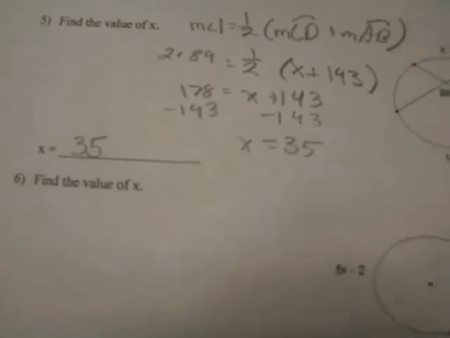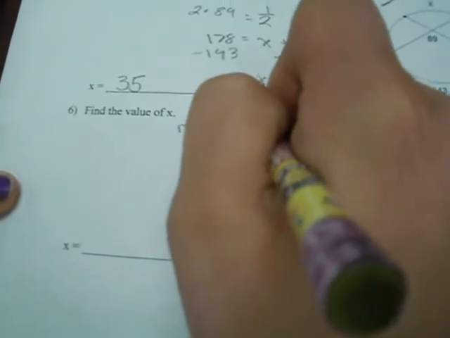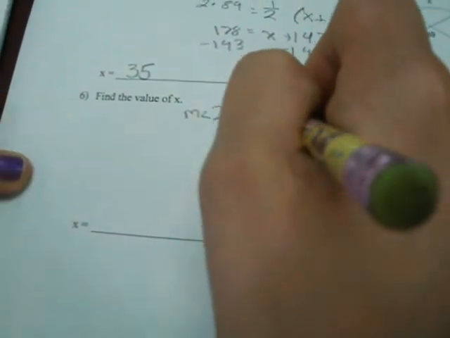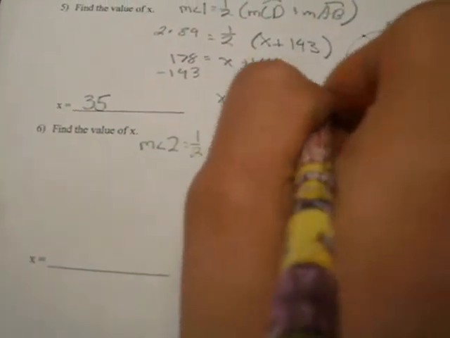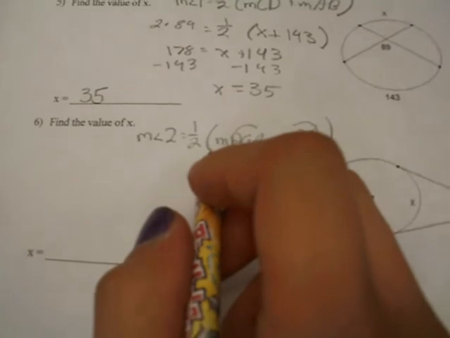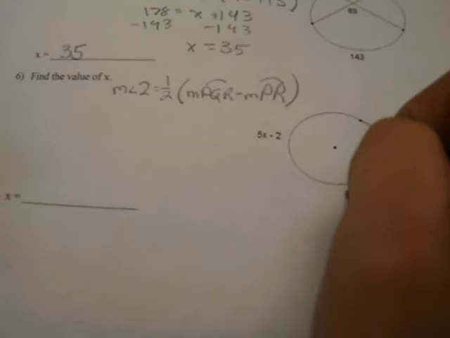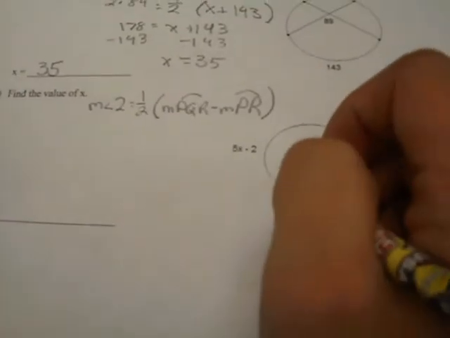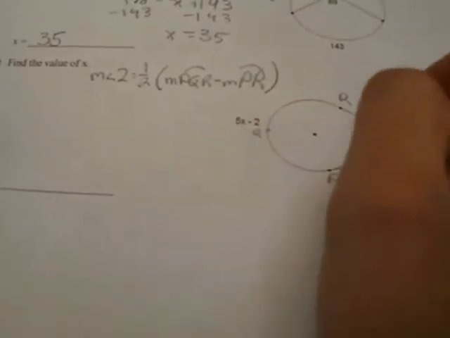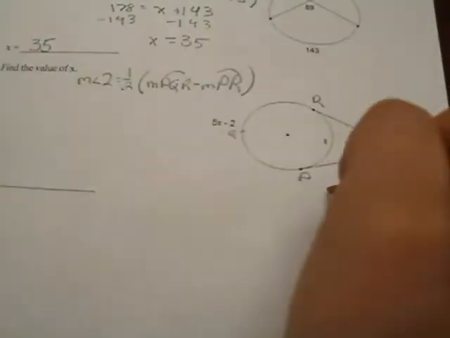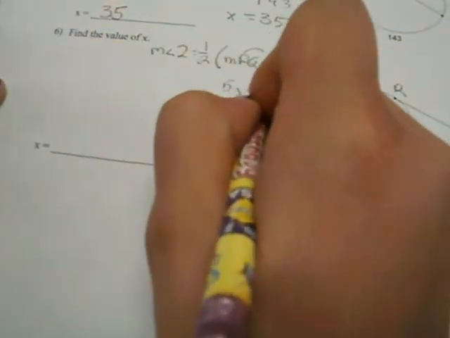Then for problem number 6, we're looking for the value of x. We would use the equation for the secant tangent theorem, which is the measure of the angle equals 1/2 of the measure of arc AB minus arc BD. And so we know that the arcs for this angle would be QR and PR. So the measure of angle 2 equals 1/2 of the measure of arc QR minus the measure of arc PR.